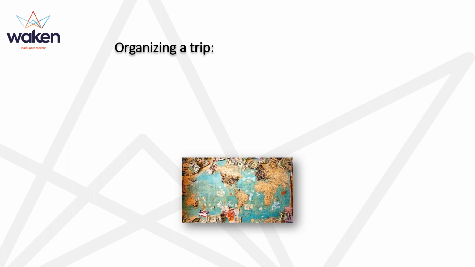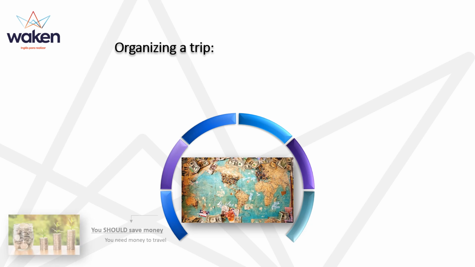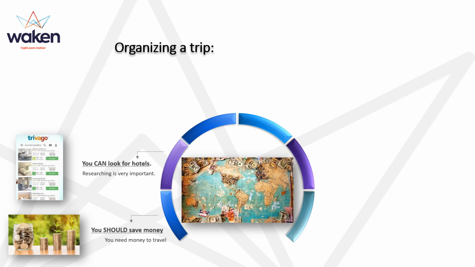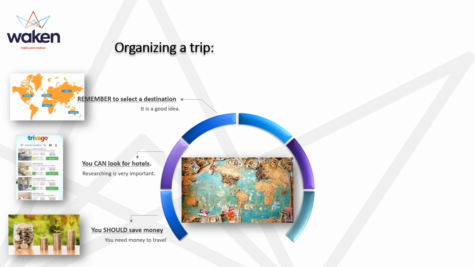Our next example is organizing a trip, which is not necessarily easy, but you don't have a sequence of steps in organizing it. You can organize however you want. In our case, the first example is you should save money, right? You need money to travel. You can look for hotels. Researching is very important. Remember to select a destination. You kinda need to know where you're going.